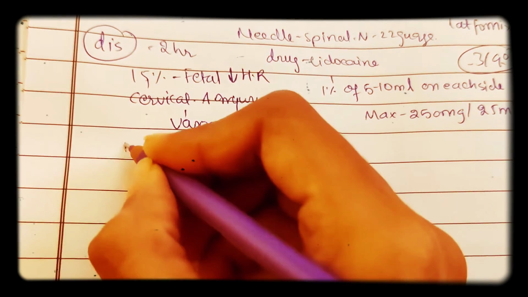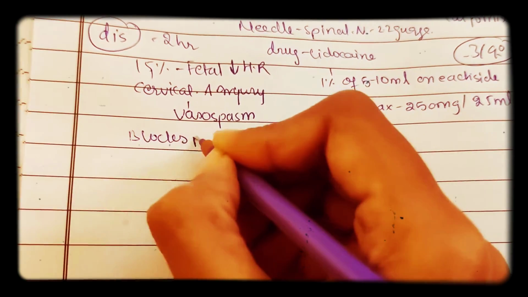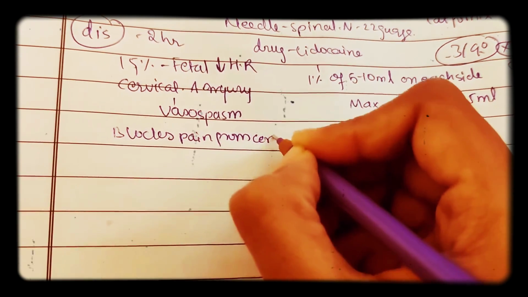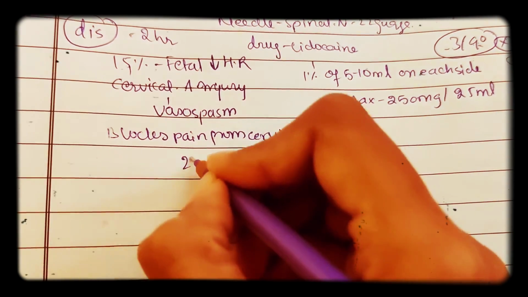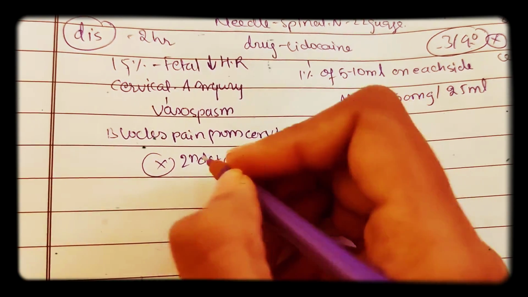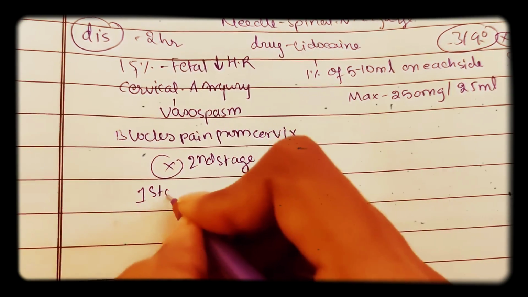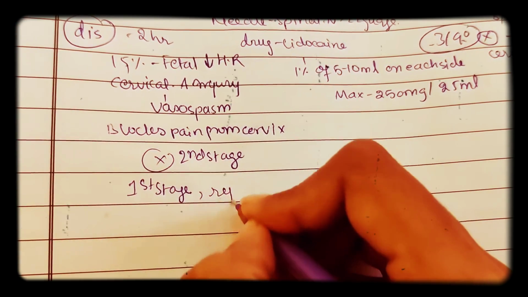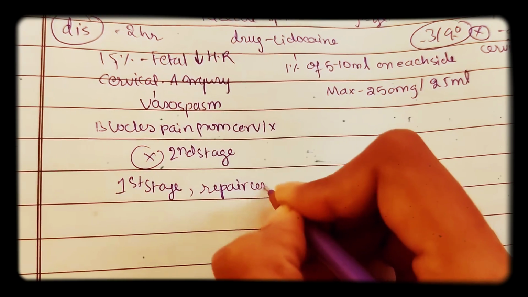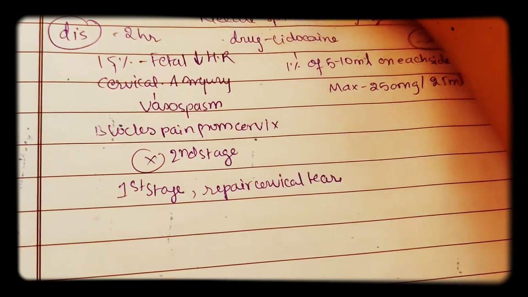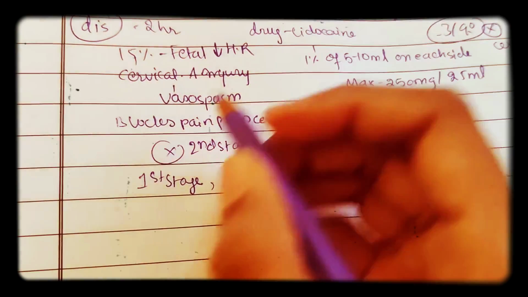And this blocks pain only from the cervix, and it cannot be used in second stage. In second stage it is not used, so it is used only in first stage of pain relief of labor, and it is also used to repair cervical tear. So now let us come to the pudendal nerve block.